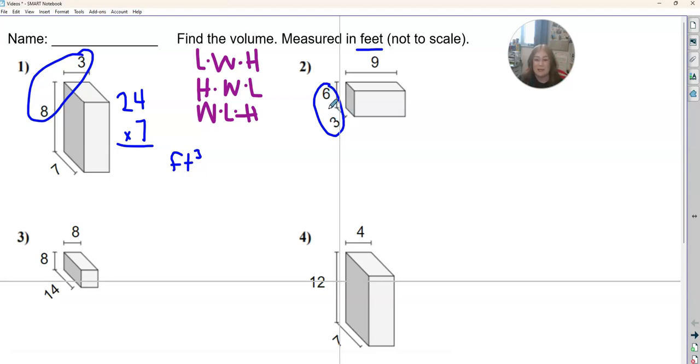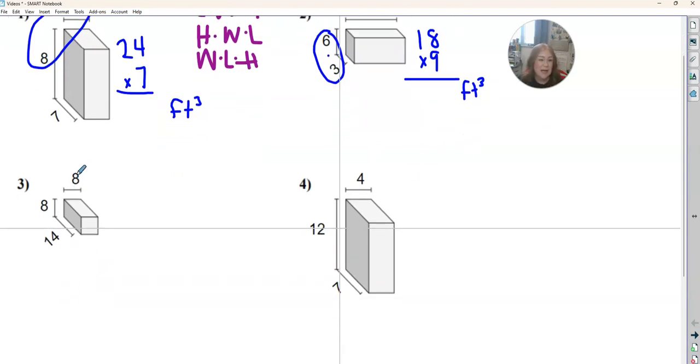So 6 times 3 is 18. And we're going to take 18 and multiply that by 9. So 9 times 8, carry it. 9 times 1 plus your 7 that was up here. And again, it is feet cubed. So we're just taking all three numbers and multiplying them together. Make sure you are finishing the math.